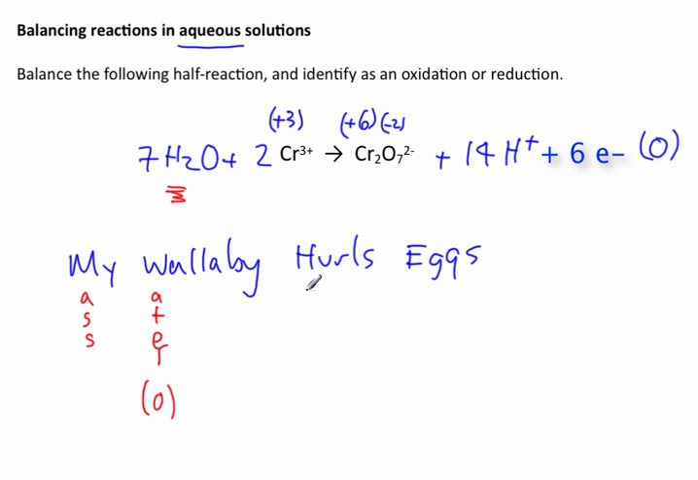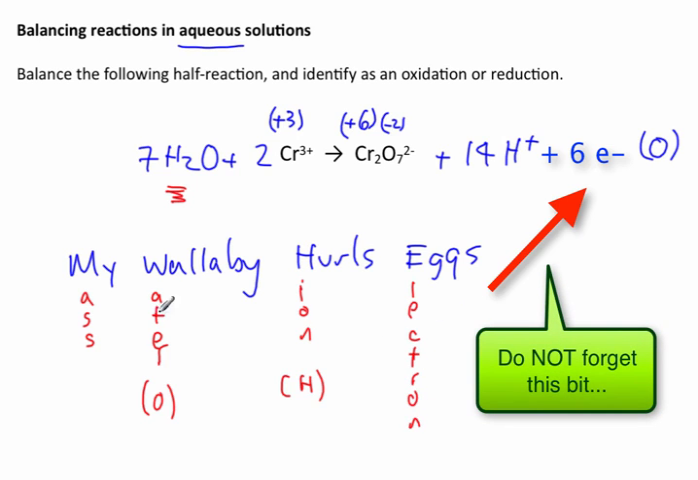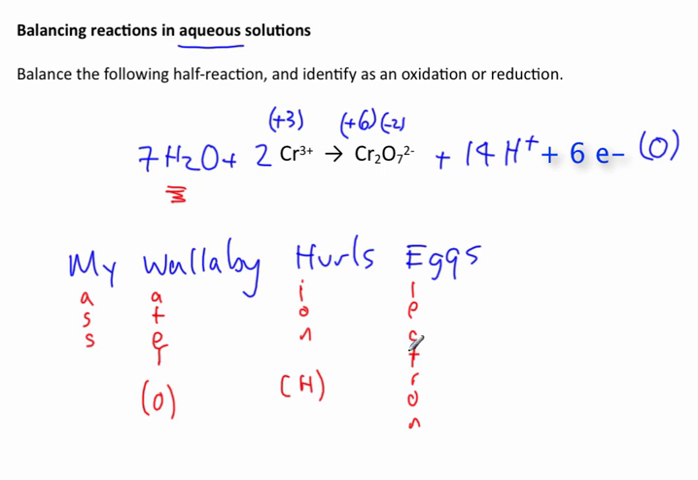Then you balance hydrogens by adding hydrogen ion, and then you balance electrons by adding electrons. Sorry, balance charge by adding electrons. So there we go: balance by mass, balance oxygen by adding water, balance hydrogens by adding hydrogen ion, balance charge by adding electrons. And so when you do all of that, you have a balanced half reaction. So this is in acidic aqueous solutions.